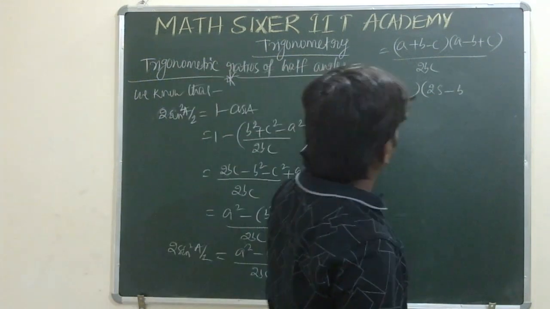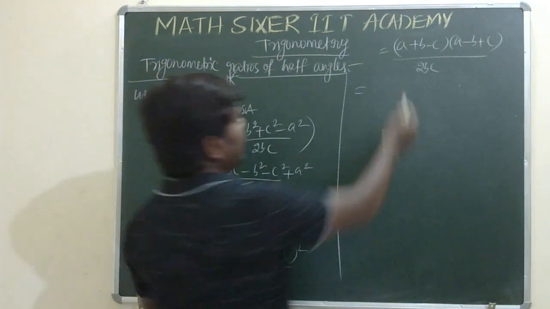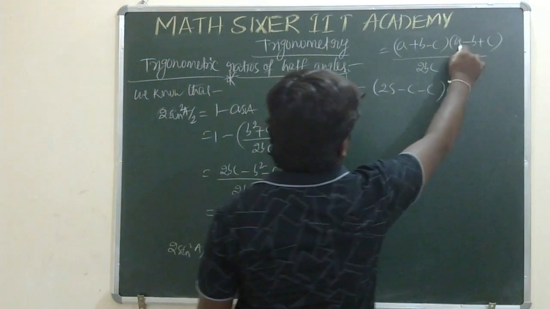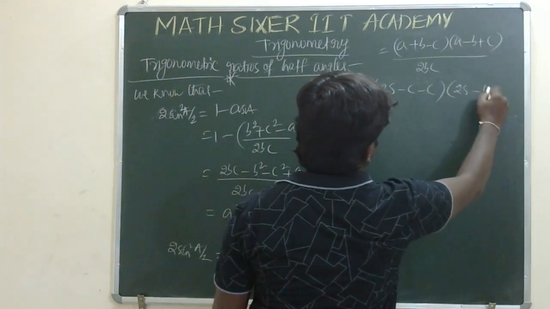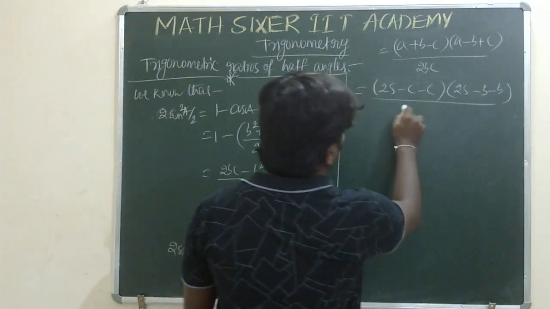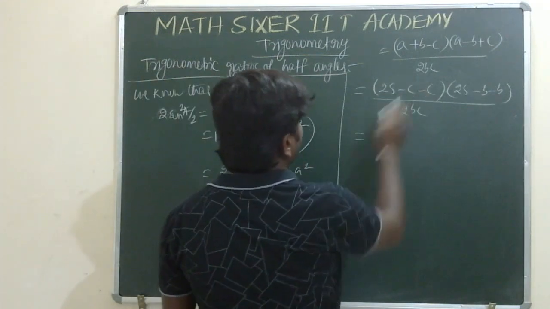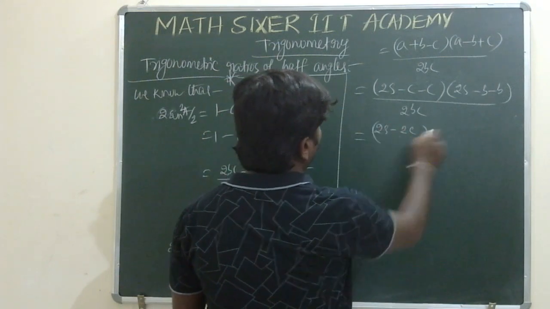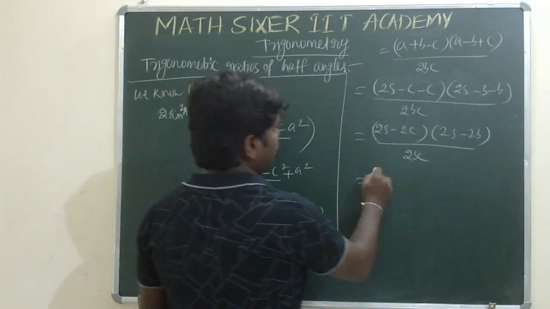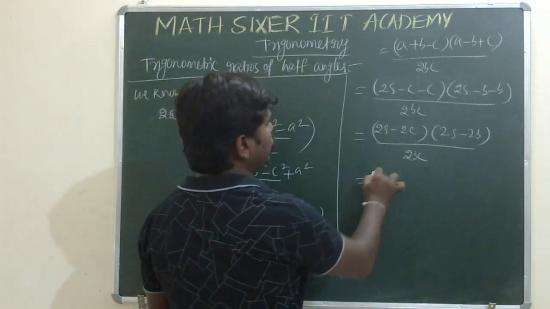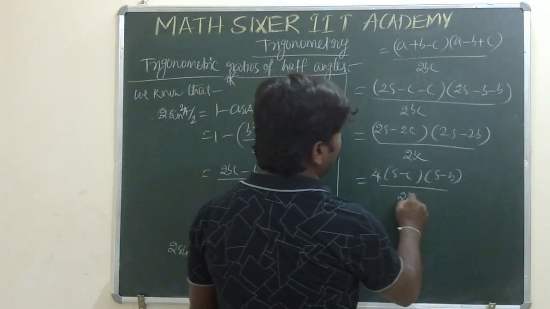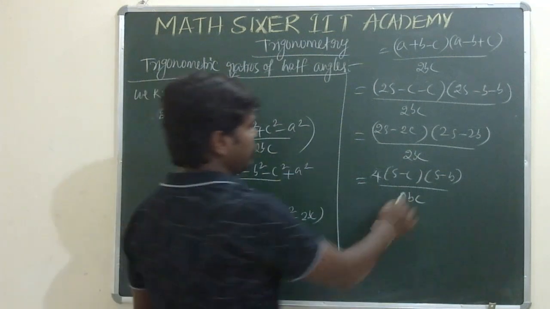One minute, I made one mistake here. A plus b is 2s minus c, and minus c again in the expression. And a plus c is 2s minus b, and again we have minus b. So divided by 2bc. Now we have 2s minus 2c into 2s minus 2b, divided by 2bc. Taking 2 common, it becomes 4, and we get s minus c into s minus b, divided by 2 into bc.